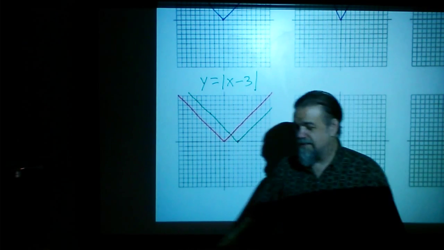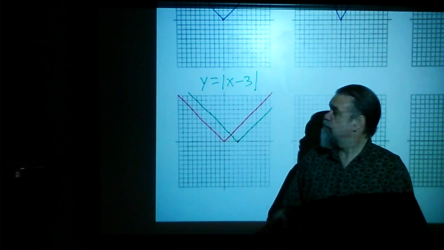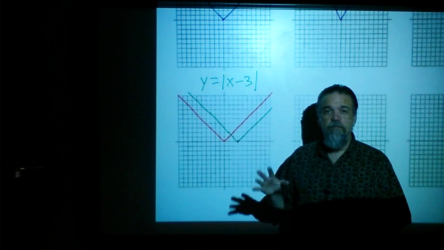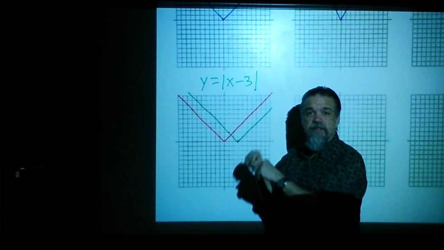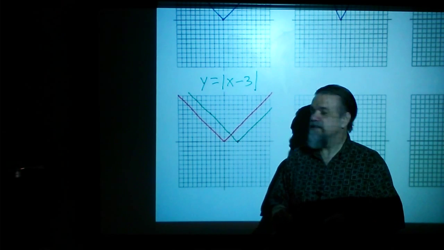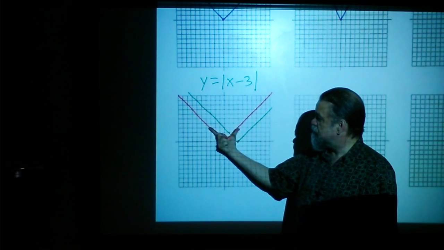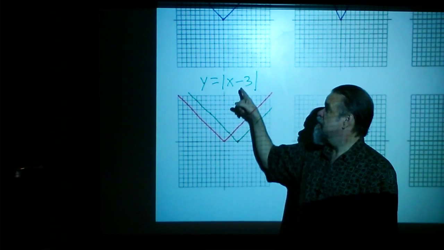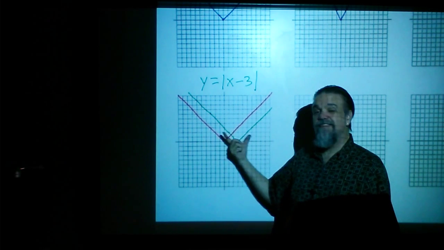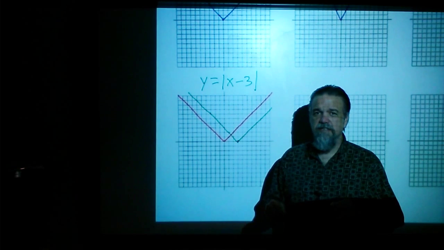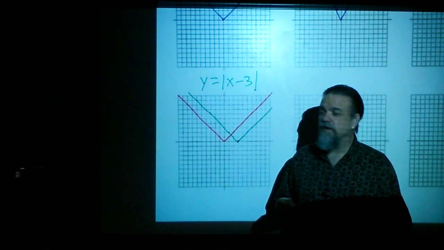Now, it's counterintuitive, because usually when we see minus 3, we think, oh, minus, that's negative, that's going to be off in that direction to the left. Not the case this time. When you have the absolute value of x minus 3, you actually move this over to the right 3 units. If you had had x plus 3, then it would move to the left. So like I said, this is counterintuitive, but that's just the way it works.